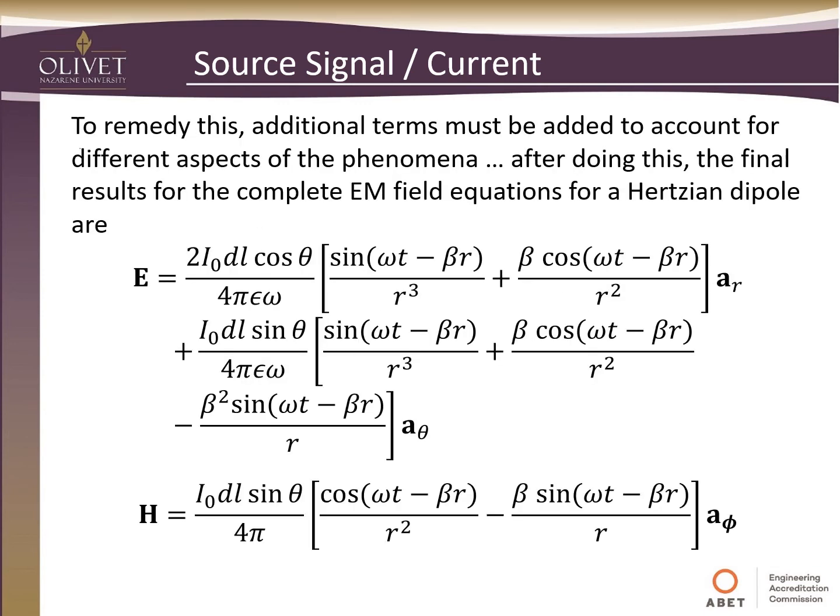Well, to remedy this, and again, you will see how this is done in a real antennas course or a graduate level antennas course, we come up with these equations. So they are our original equations, but we've added these additional terms to account for some different things that you'd get into in an antennas course. So you can see the original equation is still there, but we now have this R cubed and R squared terms and this R term all in our equations.